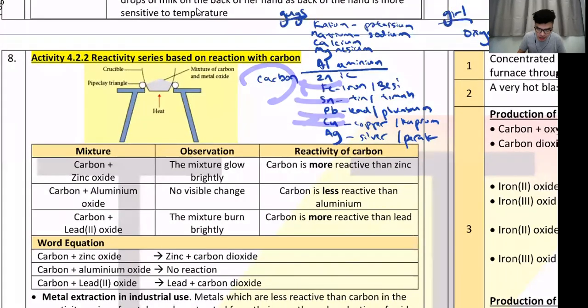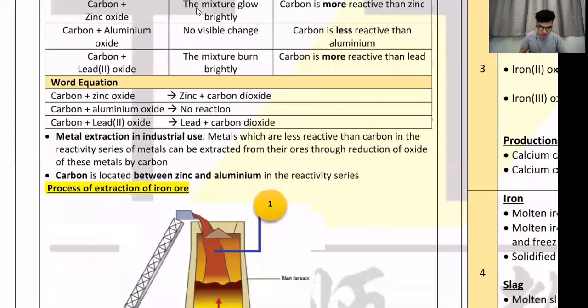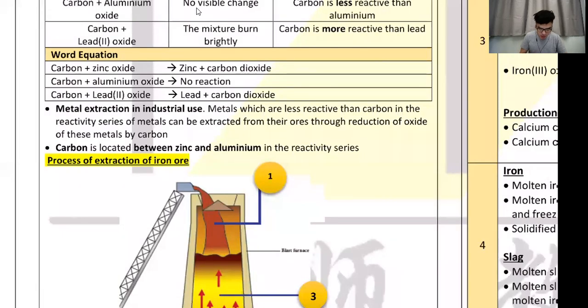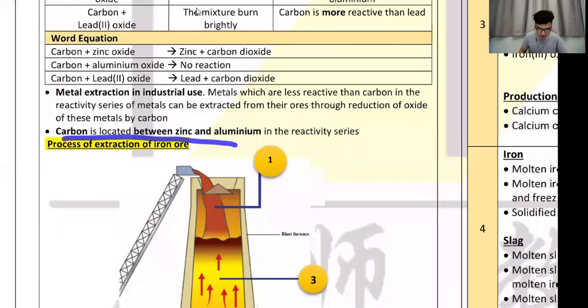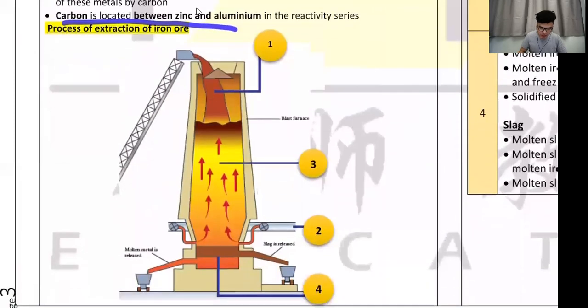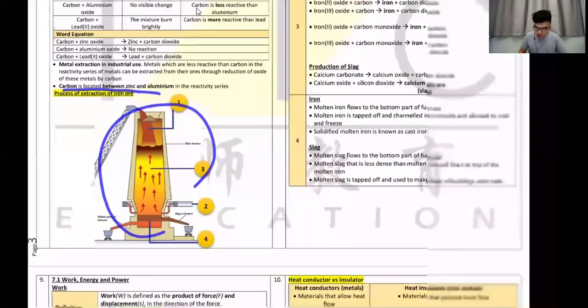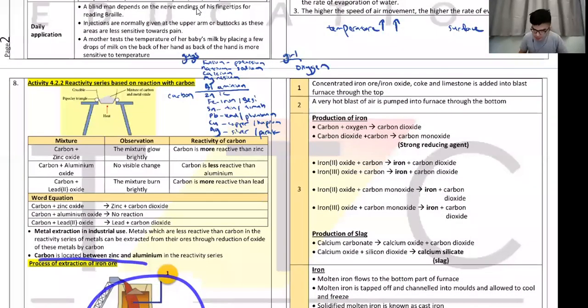Can you use carbon on these five? No, these five cannot because they are too good looking. So everything lower, we can use carbon to extract. Okay, so carbon is located between zinc and aluminium. All right, we can extract using this thing. This is what we call a blast furnace.